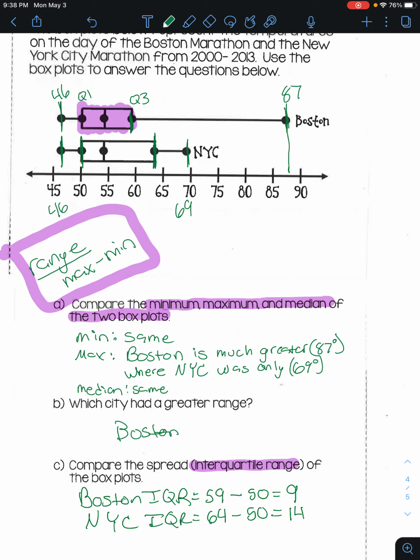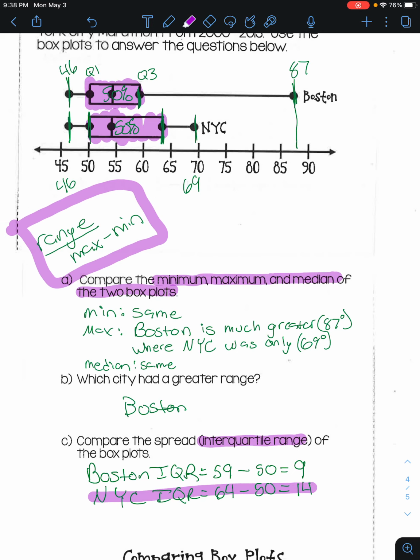Well, who's got the bigger IQR, and what does that mean? What do you think that means? Anyone? Do you think that means they have a greater spread, less of a spread? What do you think? Think about it. In the box is 50% of the data, so half of the data exists in the box. So who has a wider range of just temperatures in this little box? Well, New York City does. New York City has a much higher interquartile range, so they have a much greater spread.